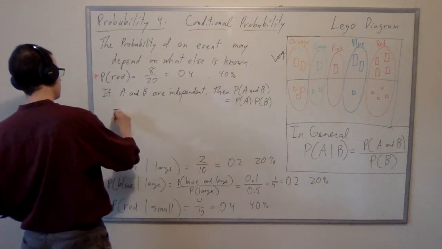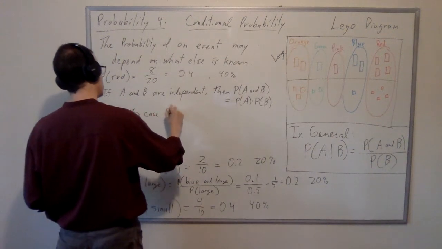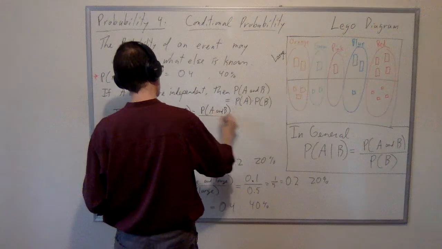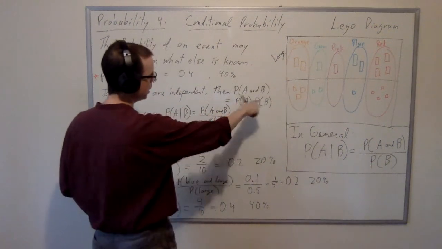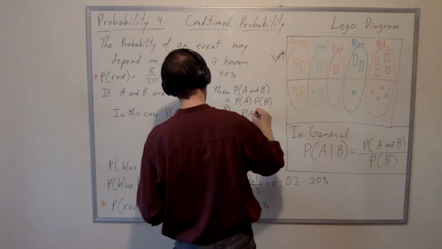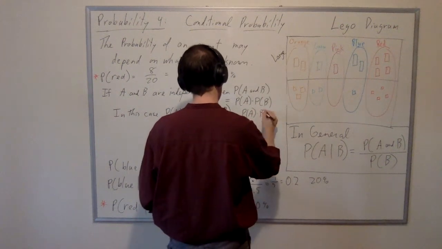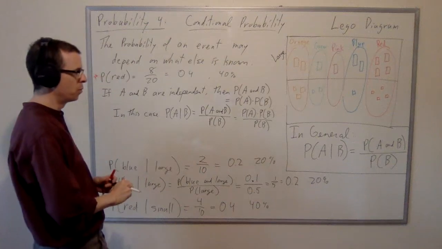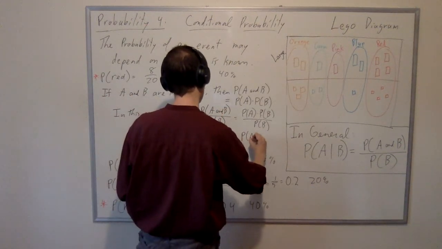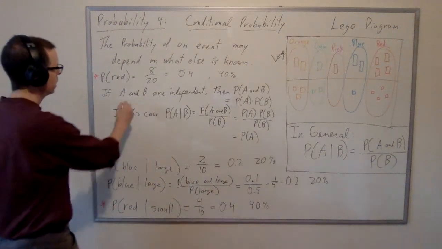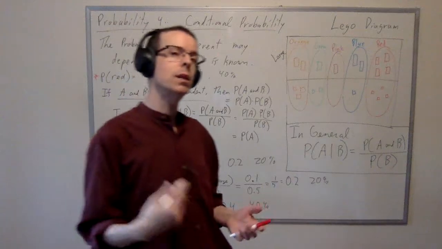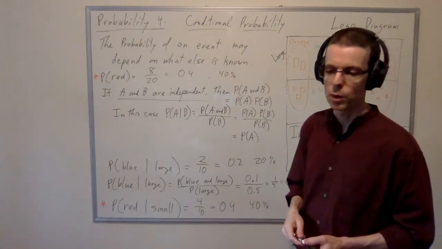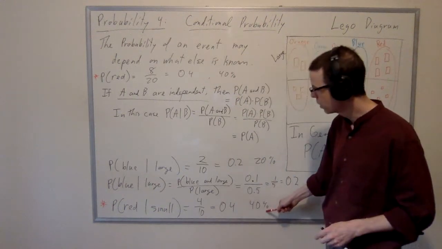So in this case, the conditional probability of A given B is the probability of A and B divided by the probability of B, but the probability of A and B is just the probability of A times the probability of B, divided by the probability of B. And here you can see the probabilities of B cancel, and that's the probability of A. So only if the events are independent do we get this cancellation, and the conditional probability of A given B works out to simply be the probability of A, which is what we witnessed here and here.